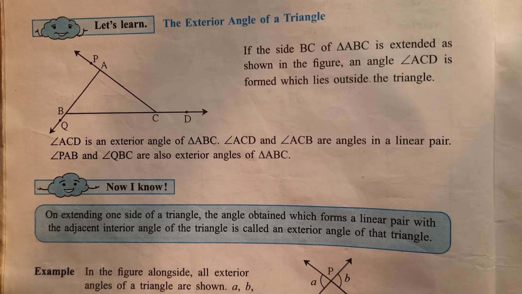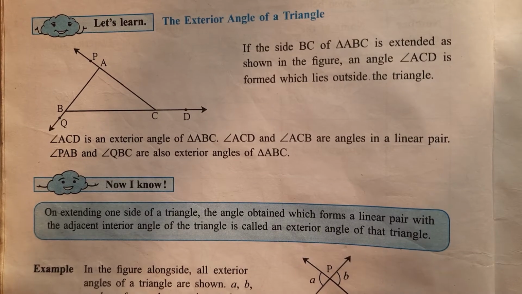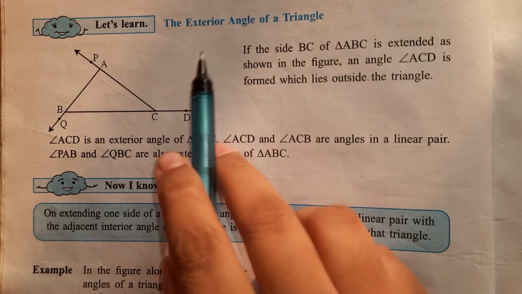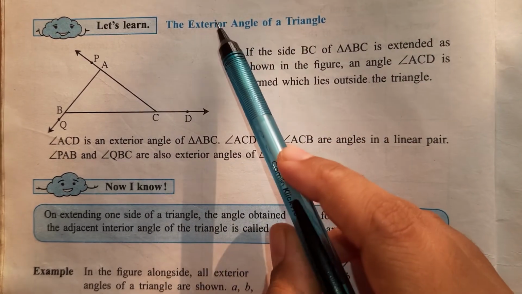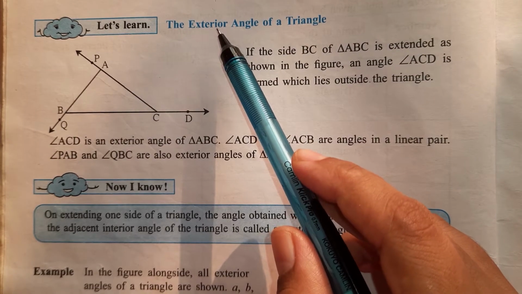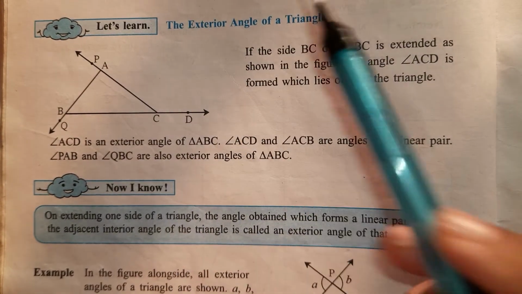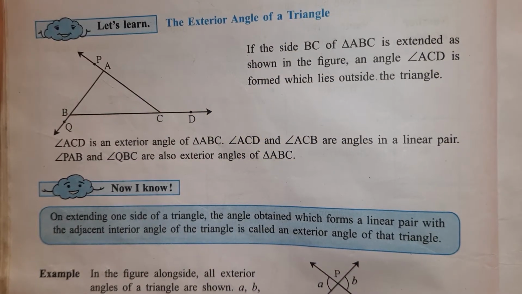Good morning, students. Today we are going to begin with the new topic and the last topic of this lesson, exterior angle of a triangle. So, what is exterior? From the word exterior, we can say that the angle will be outside the triangle.